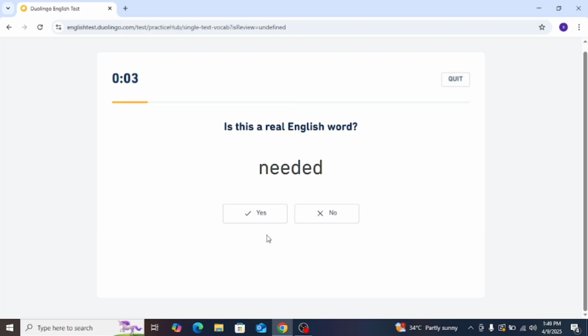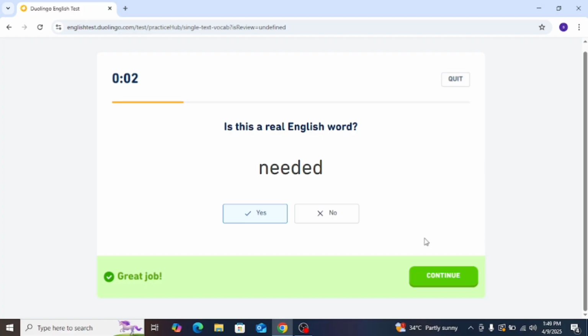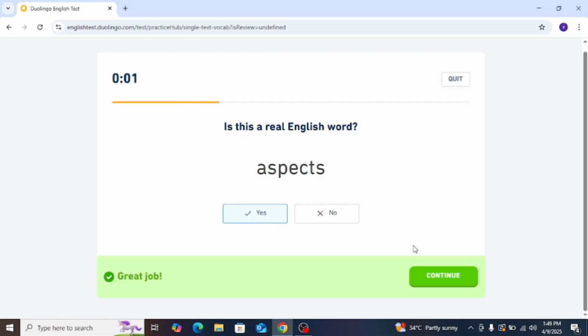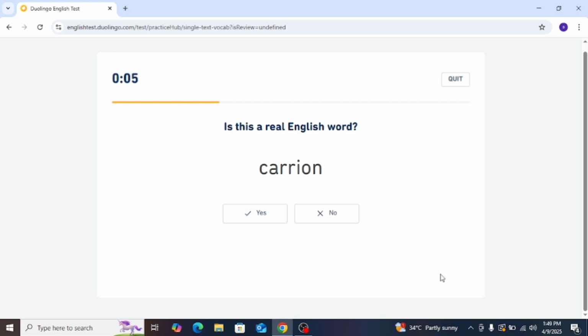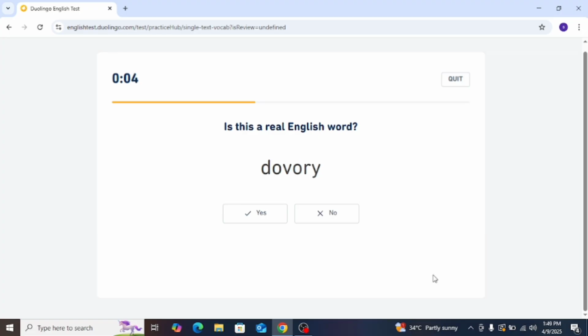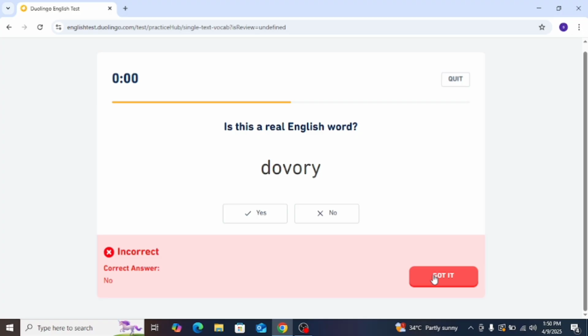Needed, yes, of course, this is a real English word. I have selected yes. Aspects, yes, aspect is also a real English word, of course. Continue from here. Carry on. Carry on is a real English word. Yes. Do worry, maybe no. Yes, perfect.